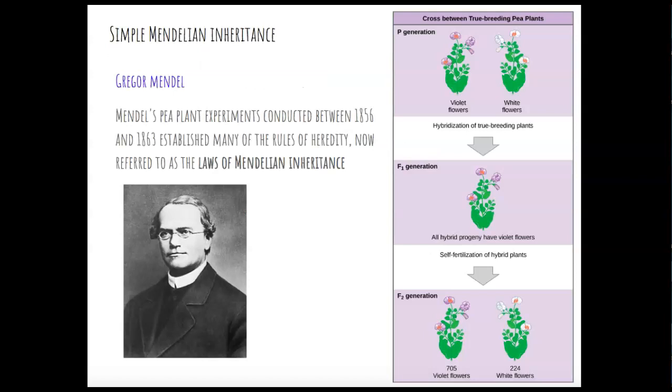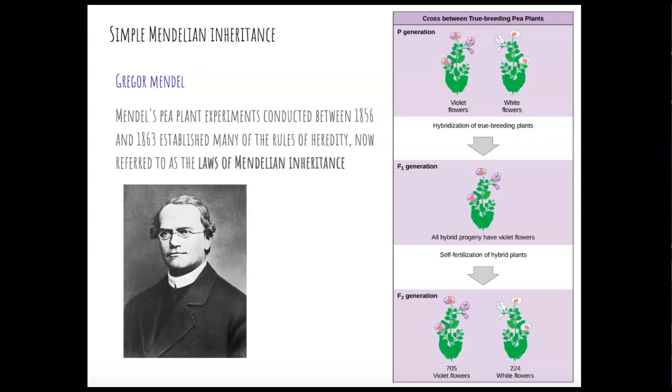In genetics, we refer to traits that are inherited through one gene as simple Mendelian traits, and they are inherited through simple Mendelian inheritance. This term of Mendelian inheritance comes from a monk. His name was Gregor Mendel, and he used pea plants to do experiments between 1856 and 1863 and was able to determine many rules of heredity. And we now refer to those rules as the laws of Mendelian inheritance.